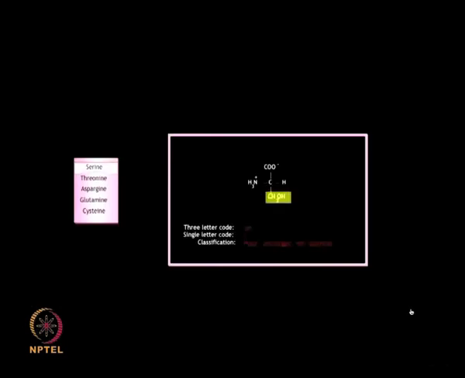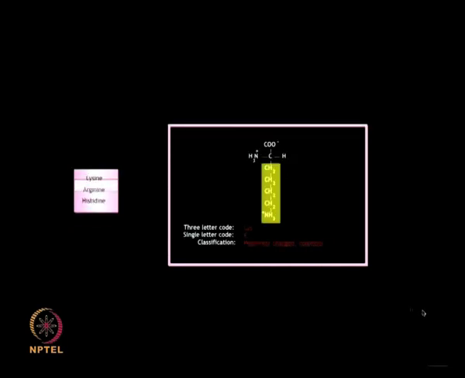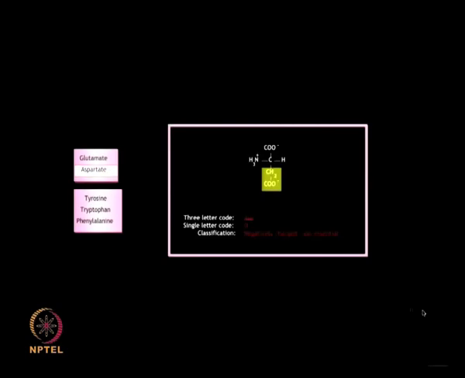Serine, threonine, asparagine, glutamine and cysteine consist of polar but uncharged side chains. Lysine, arginine and histidine have positively charged side chains. Aspartic acid and glutamic acid are polar and negatively charged amino acids. Tryptophan, tyrosine and phenylalanine are all essential amino acids having aromatic side chains.